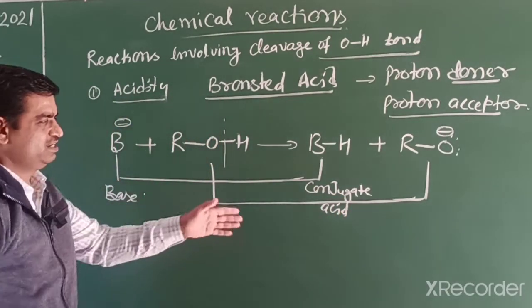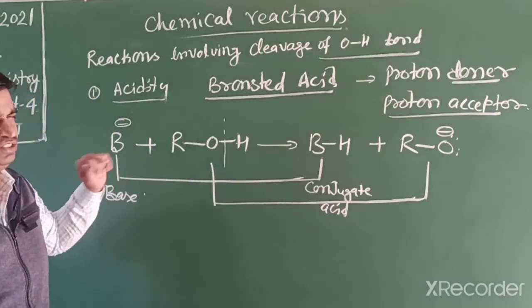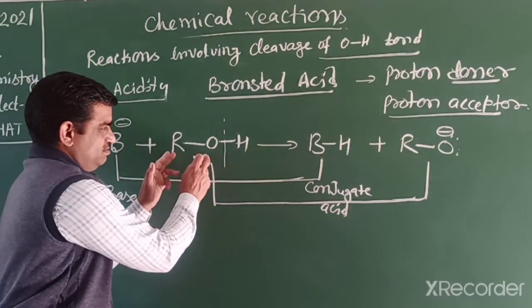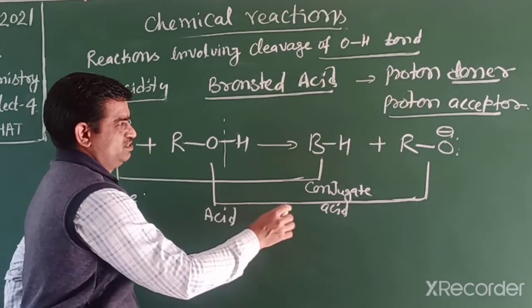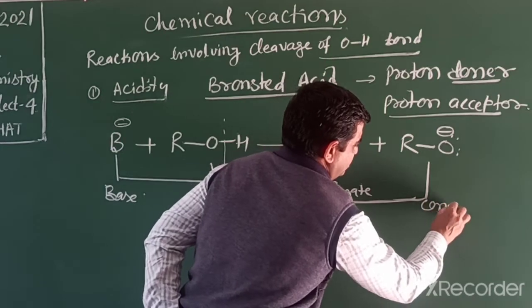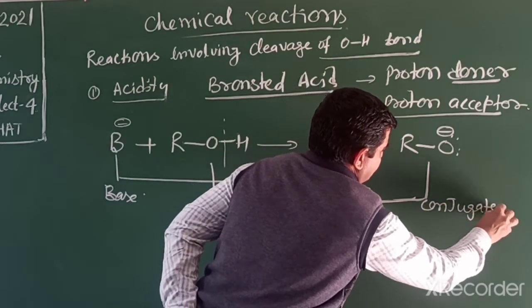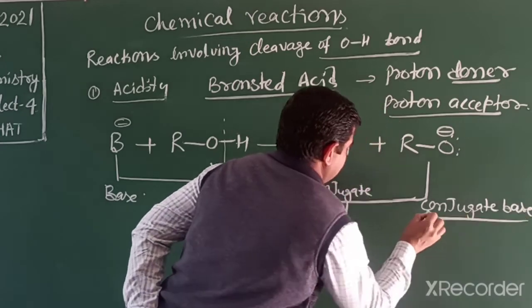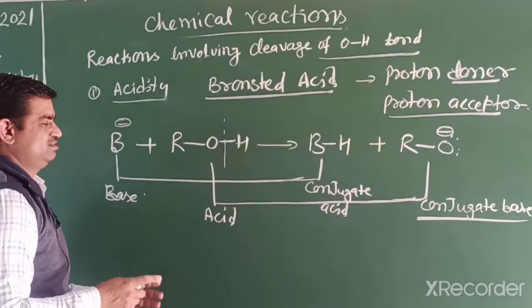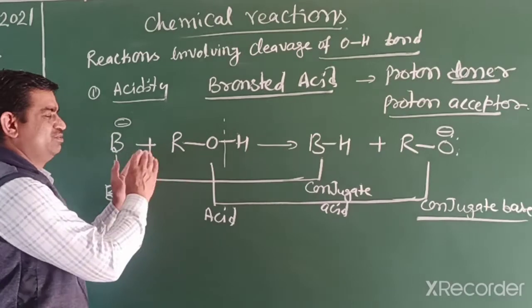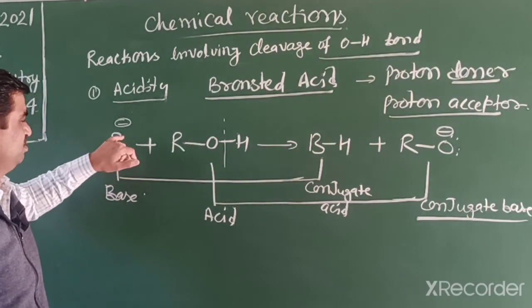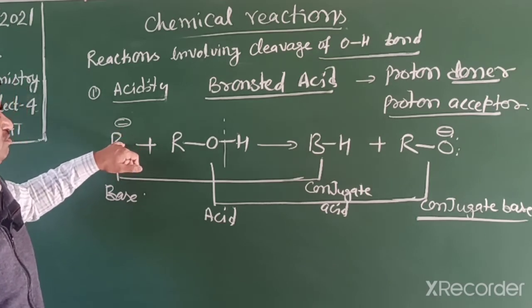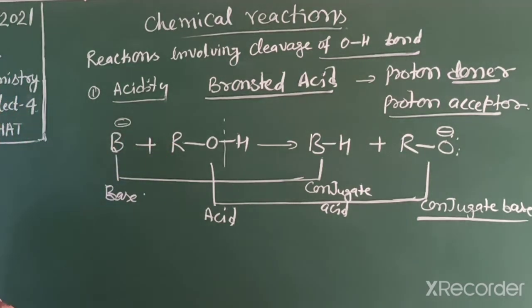A base and its conjugate acid differ by only a single proton. This one acts as an acid, so its RO minus is the conjugate base. It means, what is the difference between acid and base? Only a single proton. So alcohol acts as a proton donor and this base acts as a proton acceptor. So alcohol behaves as an acid, but weaker than water.